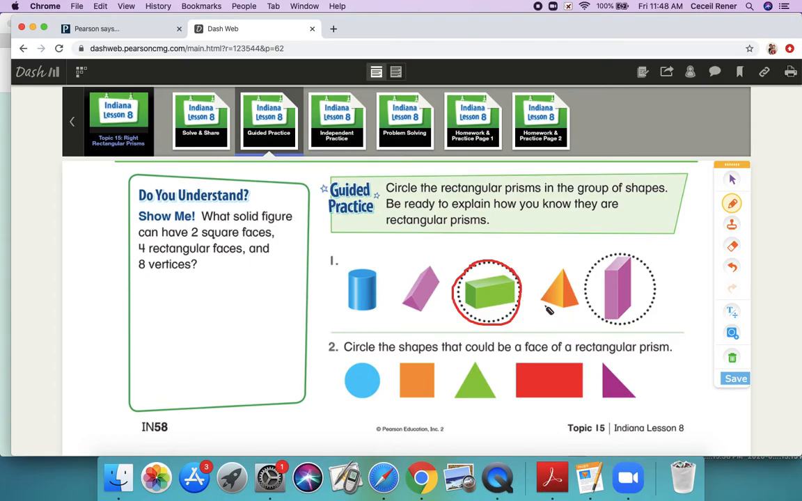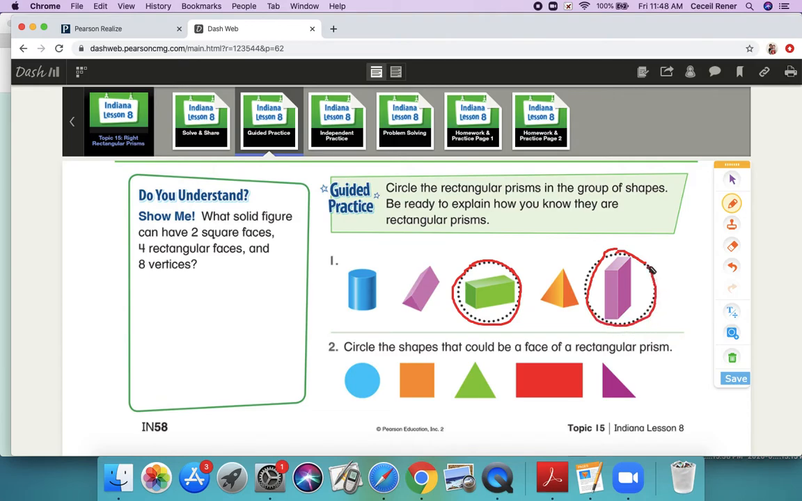Here we have a shape. I'm seeing a face that's a triangle, and the bottom of it is probably a square. So we have a triangle. Does that make that a rectangular prism? No. Now here I have sides that are what? Rectangles. So can I circle this one? Yes, it's a rectangular prism because I have sides that are rectangles. So I'm going to circle this right now.